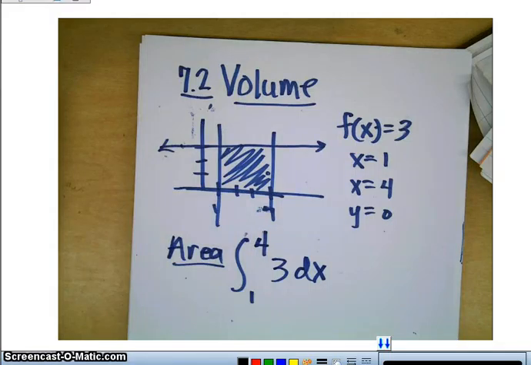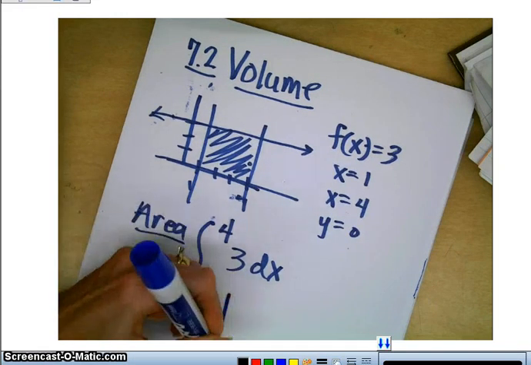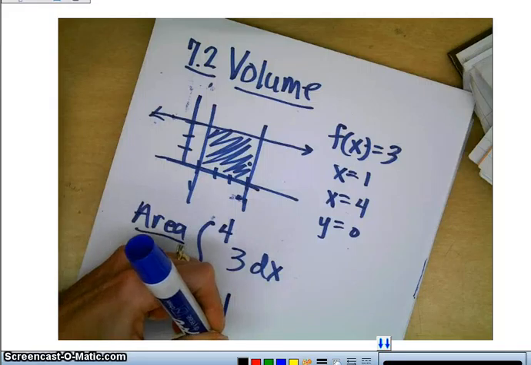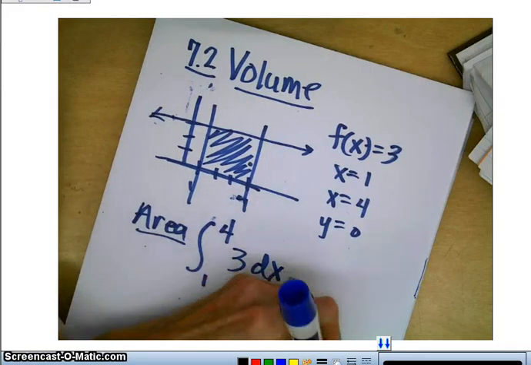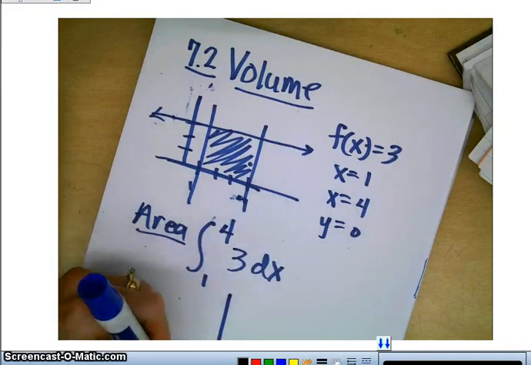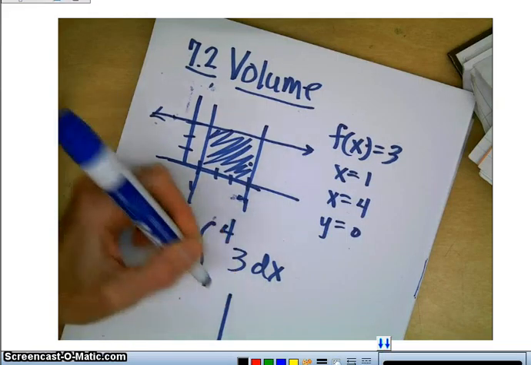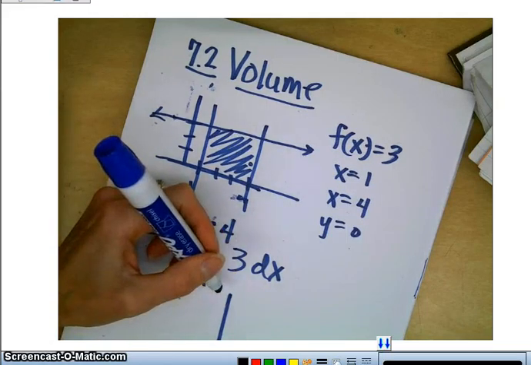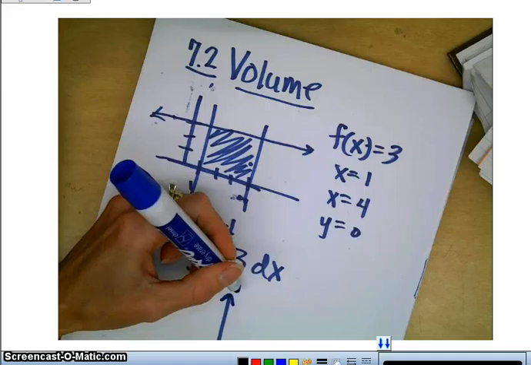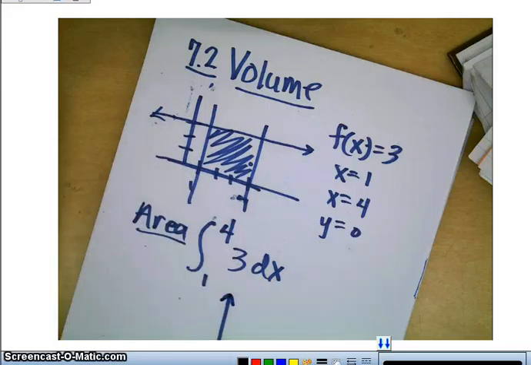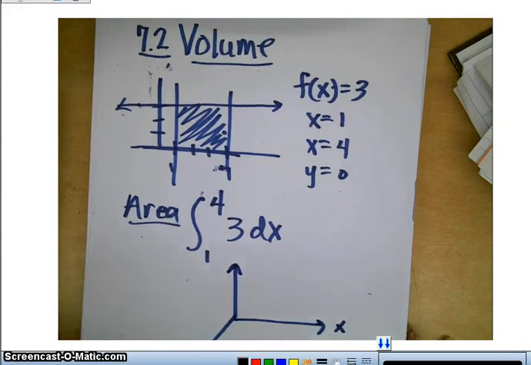Okay, but now as far as finding volume, what we are going to do is rotate this. We're going to take it and rotate it around the x-axis. So I'm going to draw a little more three-dimensional. I'm going to draw it so this is the x-axis, and this will be the y. It's just a little more of a three-dimensional picture is all I'm drawing.